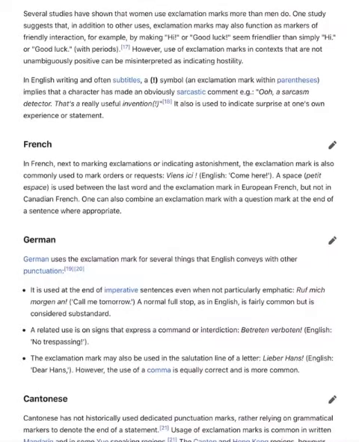as indicating hostility. In English writing and office subtitles, an exclamation mark symbol in parentheses implies that a character has made an obviously sarcastic comment. Ooh, our sarcasm detector. That's a really useful invention. It is also used to indicate surprise at one's own experience or statement.